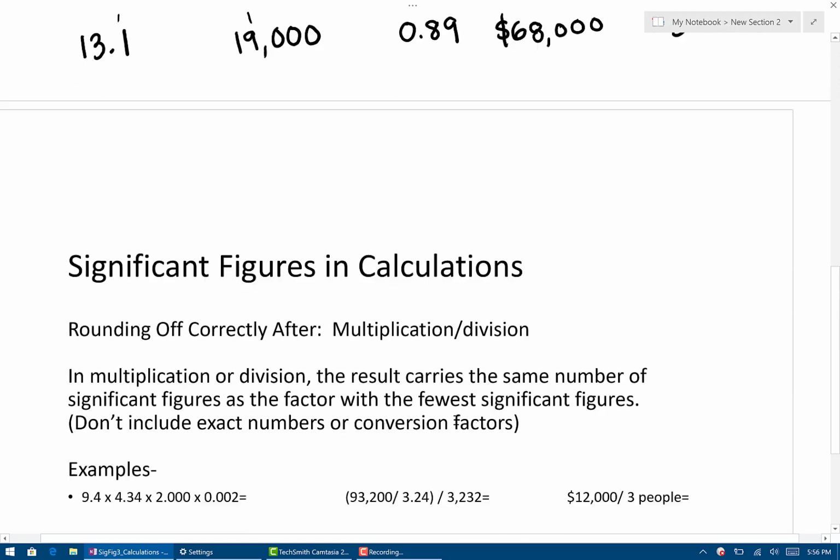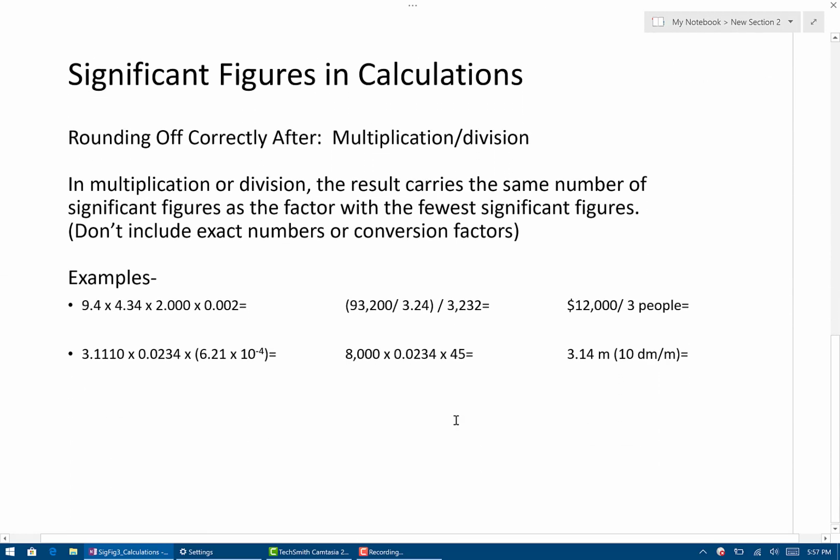Of course, the other type of calculations we might be doing are multiplication and division. And this one, I think, is a little more straightforward than the addition and subtraction. So in this case, the answer is going to have the same number of significant figures as the factor with the fewest number of significant figures in the calculation. And there's a point here, it says don't include exact numbers or conversion factors. We will see as we go through these calculations what an exact number is and what a conversion factor is and how we handle those things.